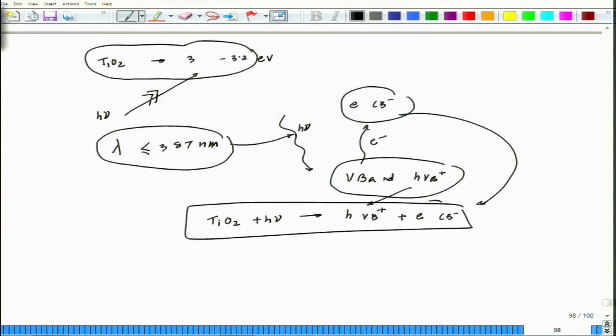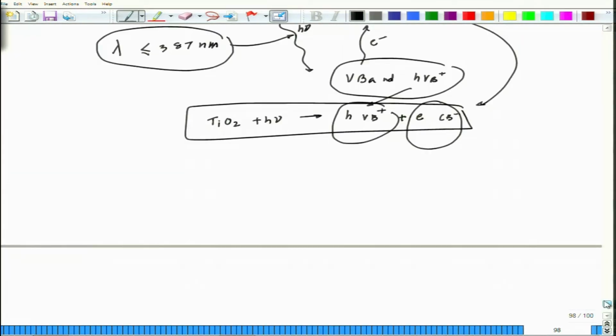Okay. So this is in the conduction band and this is in the valence band. The charge carriers can be trapped. Now this part is extremely important to understand. The charge carriers can be trapped as Ti3+ and O- defect sites in the TiO2 lattice. So titanium has these defect sites.